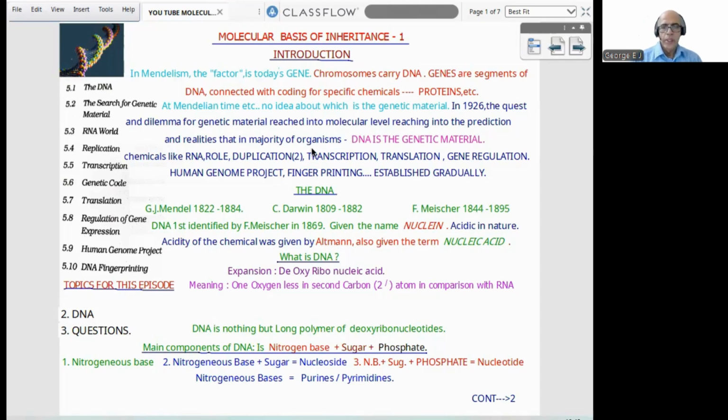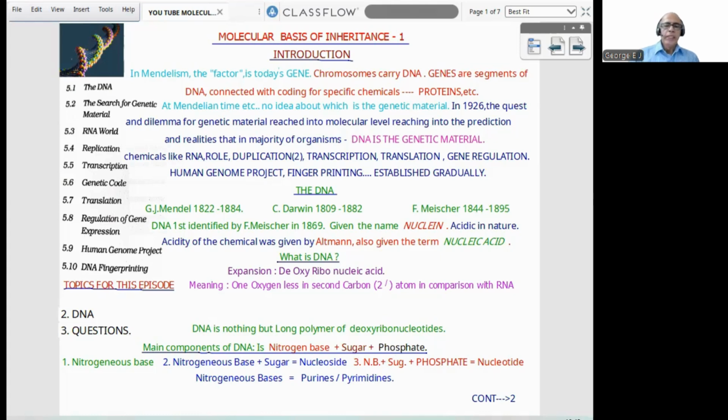Now, when we say DNA, many other chemicals like RNA, the role of RNA, the role of DNA, how duplication takes place in both, specifically DNA, and what is transcription, what is translation, what is gene regulation. And after that, HGP, the Human Genome Project, and DNA fingerprinting. This all was established gradually, so we are completely becoming a modern genetical area. That is how the introduction goes. I think the idea is clear to all of you. So, which topics will we be discussing in this chapter? Everything.